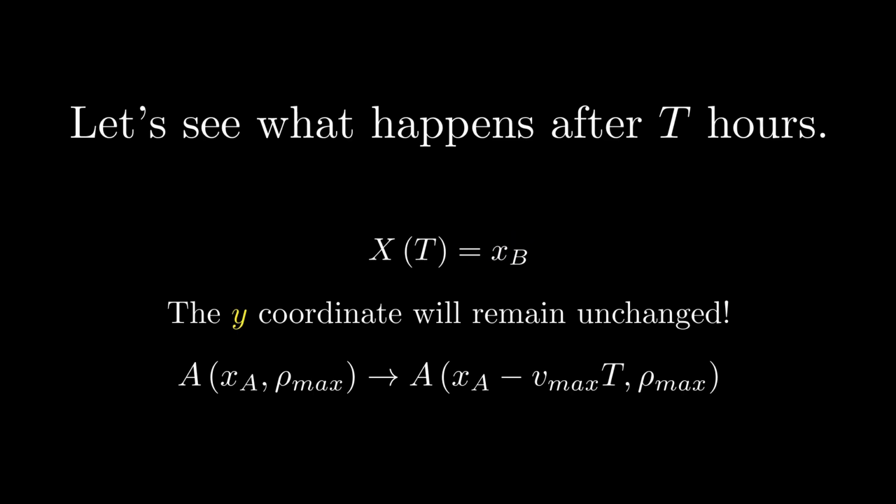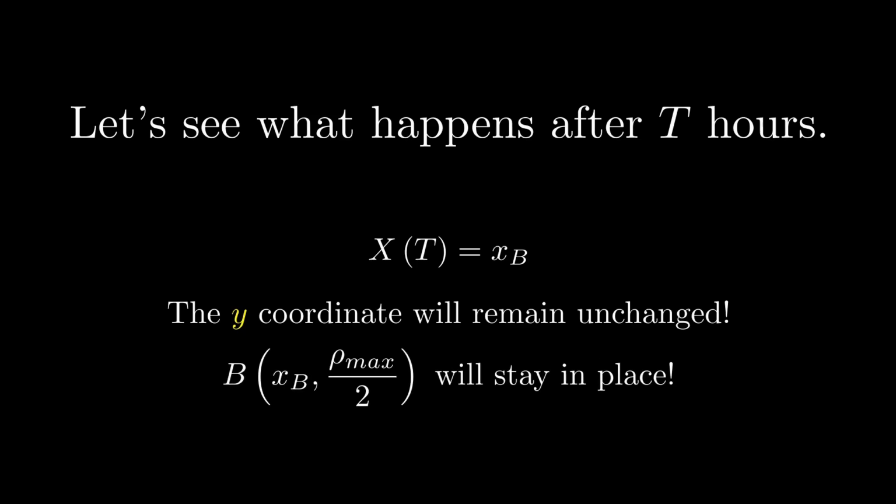Doing the same work as we did for A and determining the characteristic, we get that x of t is equal to b. You can see it is but a line pointing upwards, and the x-coordinate of b remains unchanged. Again, since the density is constant along characteristics, the y-coordinate of b also remains unchanged. This shows us that the point B remains stationary.